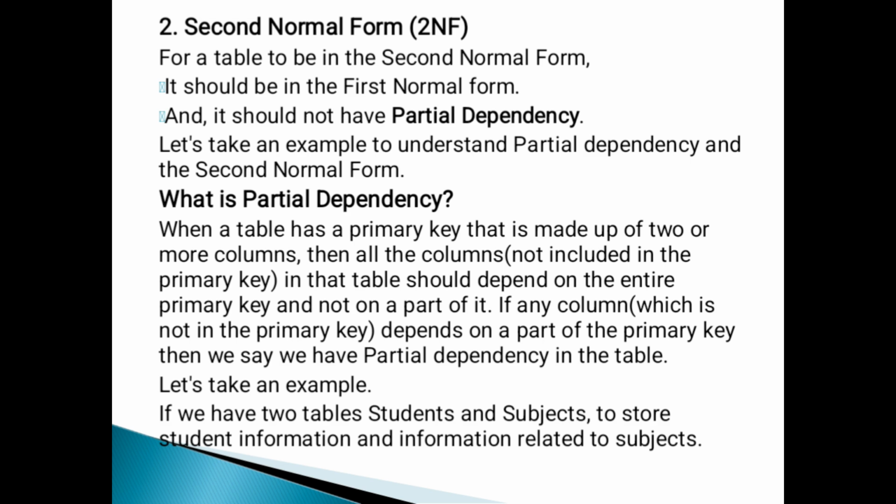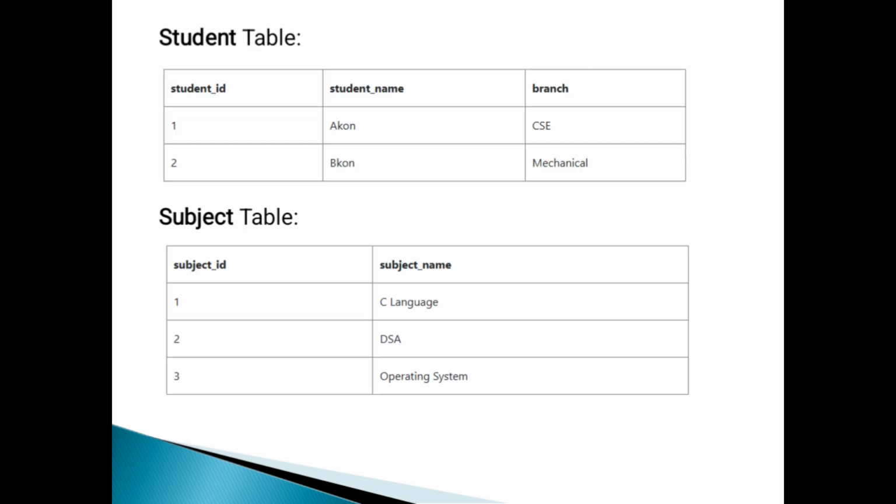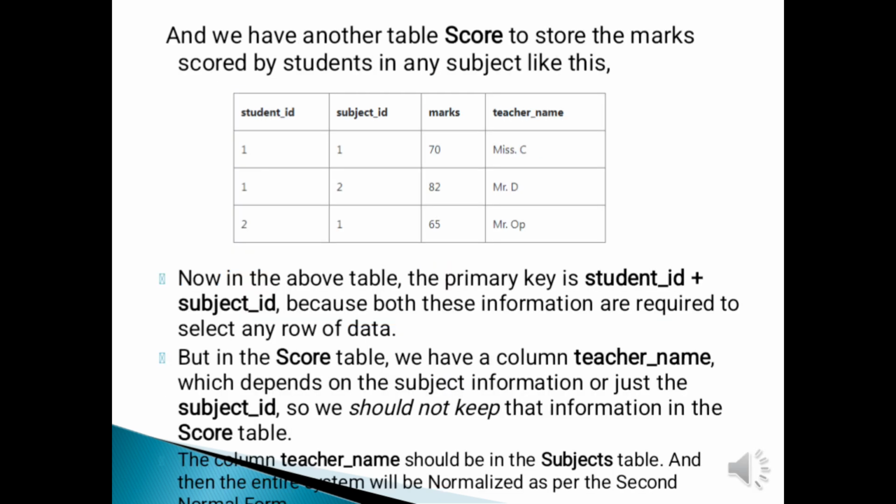If we have two tables, student and subject, to store student information and information related to subject. The student table looks like student ID, student name, branch, and the subject table looks like subject ID and subject name. And we have another table, score, to store the marks scored by students in any subject, like this: student ID, subject ID, marks and teacher name. Now in the above table the primary key is student ID plus subject ID, because both these pieces of information are required to select any row of data.